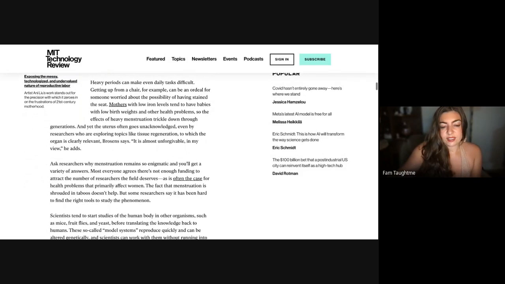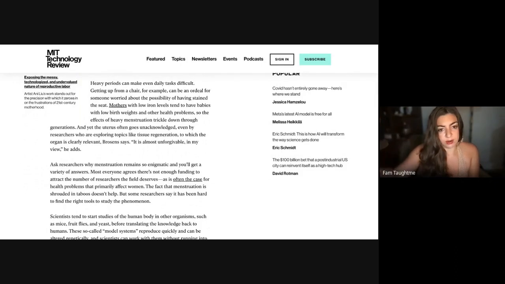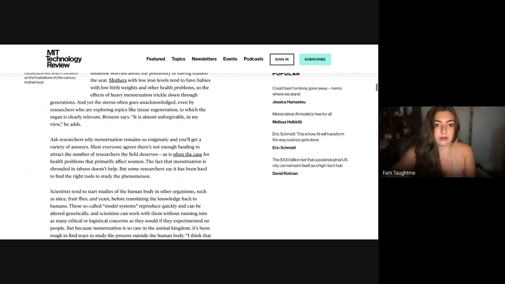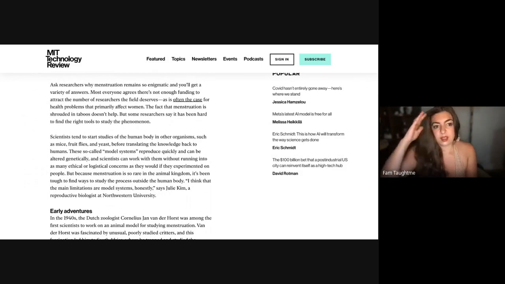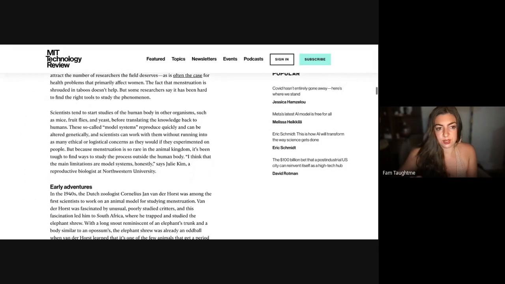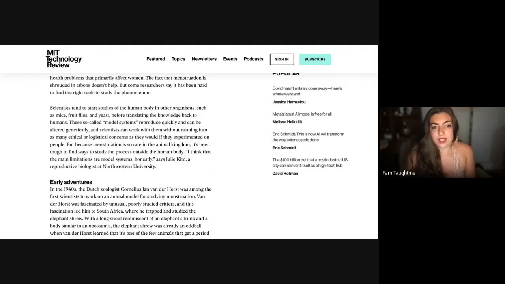Okay, it says heavy periods again. It's going back to the original thesis that menstruation is super difficult for a lot of people. It causes various issues. "Ask researchers why menstruation remains so enigmatic, and you'll get a variety of answers. Most everyone agrees there's not enough funding to attract the number of researchers the field deserves, as is often the case for those health problems that affect women. The fact that menstruation is shrouded in taboos doesn't help, but some researchers say it's been hard to find the right tools to study the phenomenon."